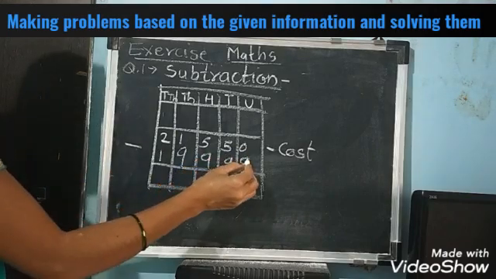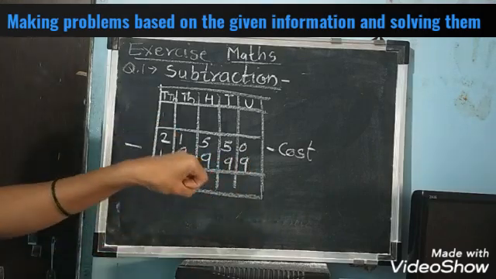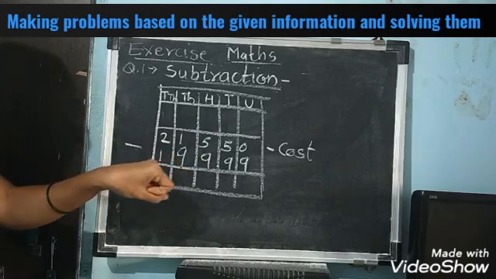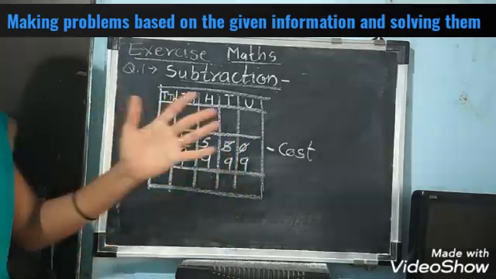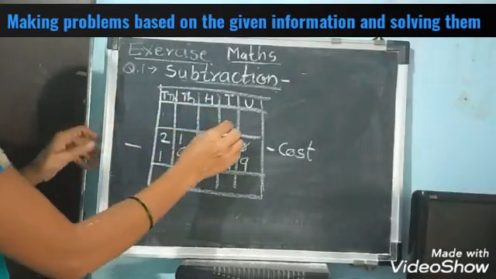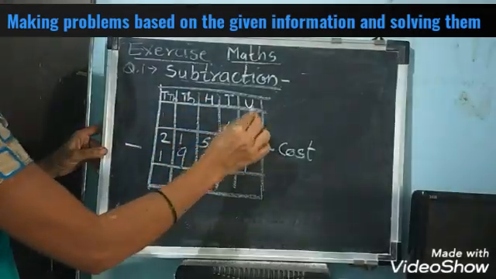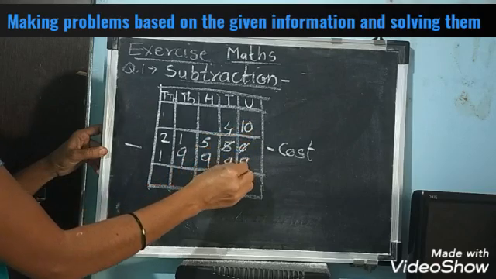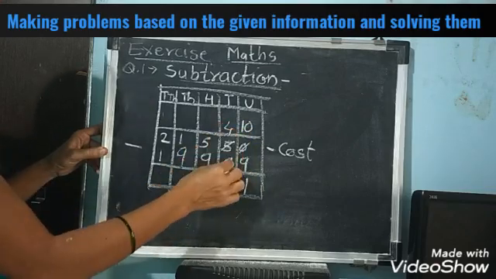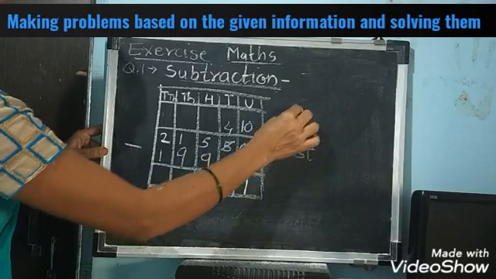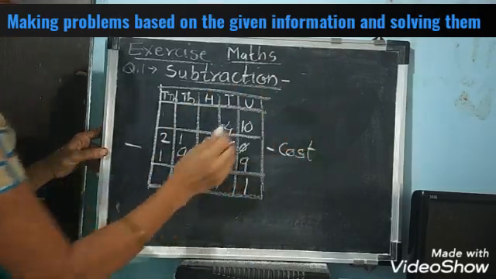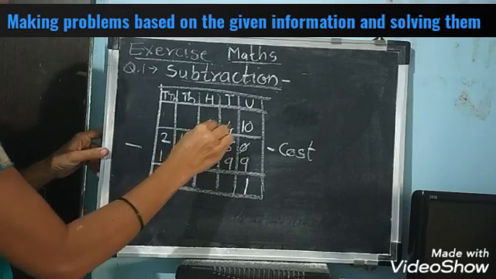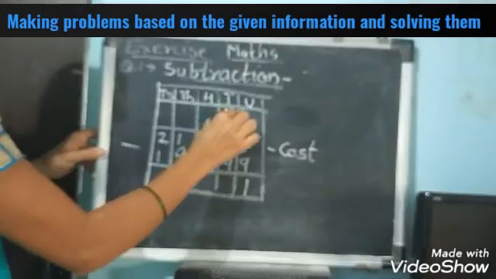0 is there. Cut 9 from 0. Can you cut 9 from this 0? No, we can't cut. So borrow from neighbors. Here is 5. Take 1 from 5. 4 is remaining. 1 give here. Down is 0. 10 minus 9, 1. 4 minus 9. Can we do? 1, 2, 3, 4. Cut 9 from this 4. We can't cut. So borrow from neighbors. Here is 4 and here 14.